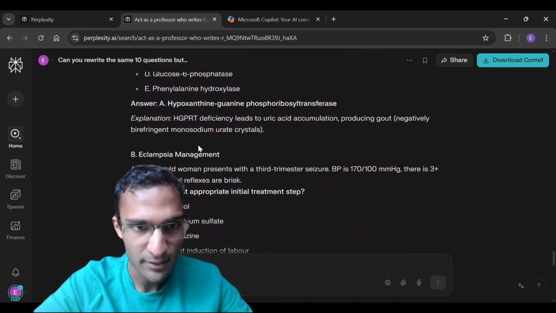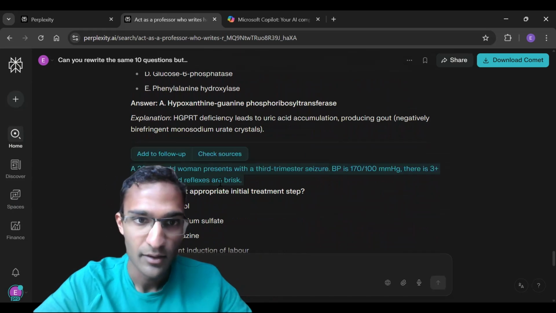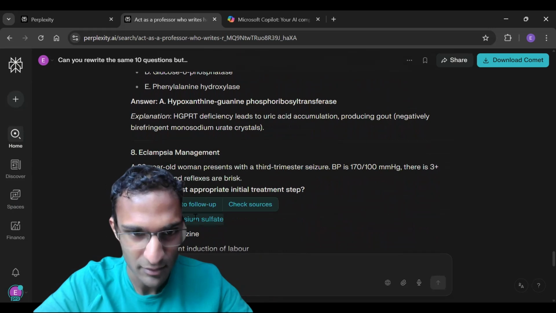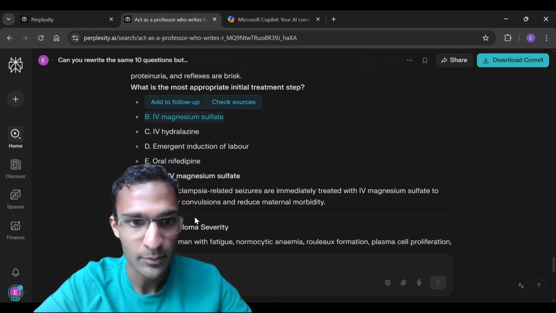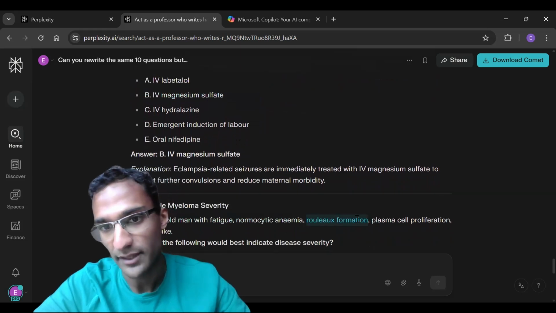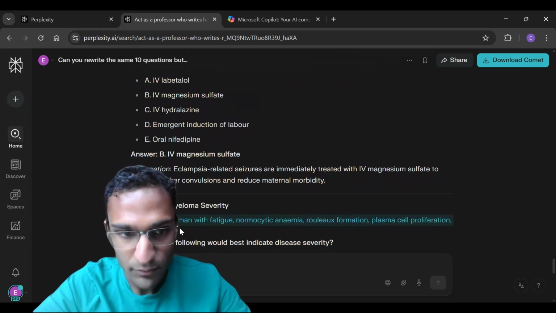Question 8 out of 10. Third trimester seizure, high blood pressure, proteinuria, reflexes up. So this is eclampsia. Most important treatment step is probably magnesium sulfate. So that's just like a classic one. Fatigue, anemia, raised calcium, low... So you get that in multiple myeloma. So this is some of the CRAB features, I believe.